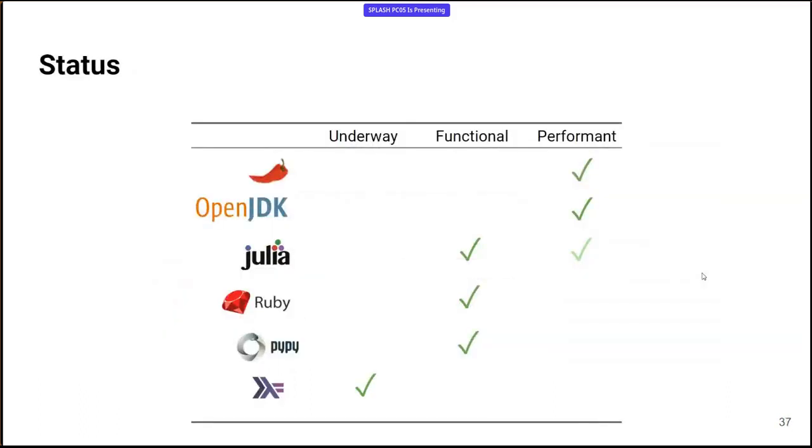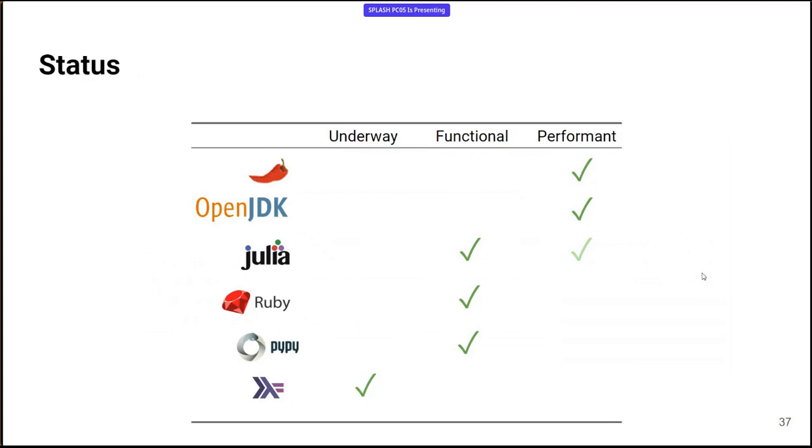So what's our current status? We've got performant ports to OpenJDK and JikesRVM. By performant, I mean that it performs as well as we could expect, as well as the production GCs, or even better. Julia is on the cusp of that. Julia is already outperforming the Julia native GC on certain workloads. We haven't got to the point where we're doing it across the board, but it's already doing that.